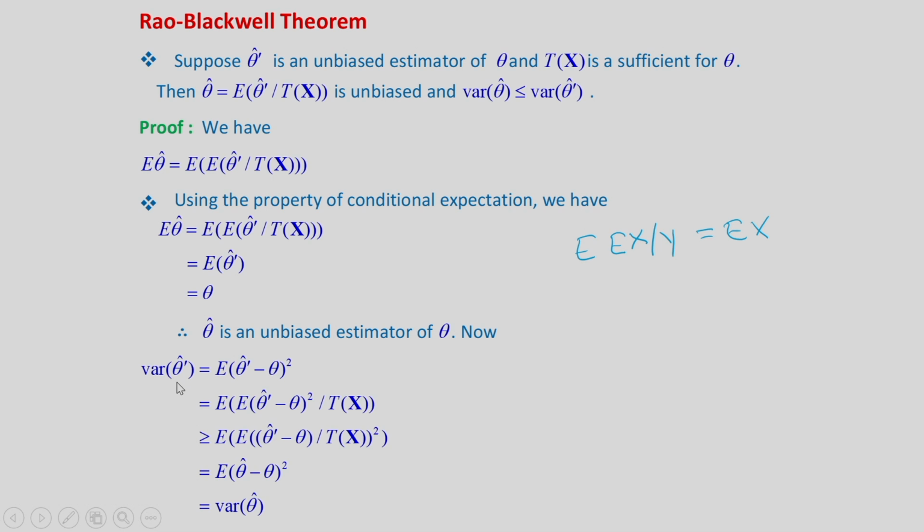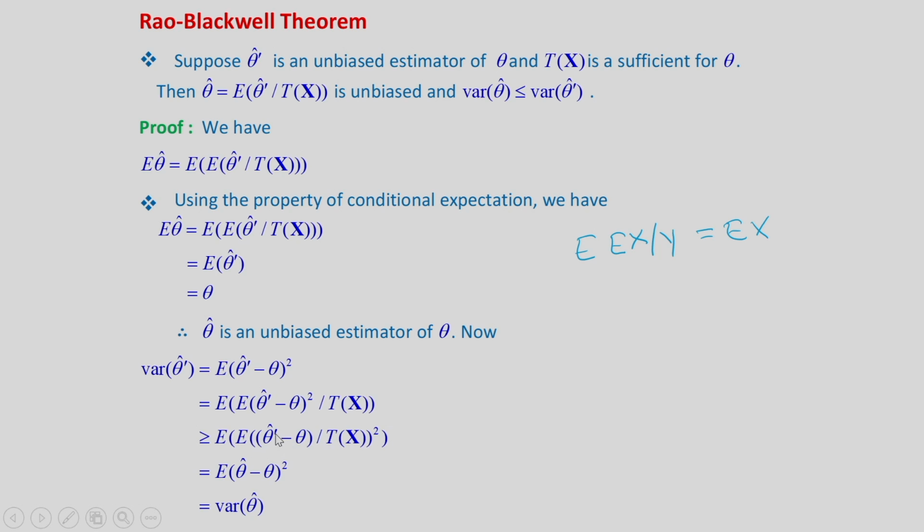Now, let us see the variance of theta hat dash. By definition, it is equal to E of theta hat dash minus theta whole square, because it is an unbiased estimator. Now, apply the conditional expectation property, that will be E of theta hat dash minus theta whole square given Tx. Now, this mean square value is greater than or equal to the square of the mean, so we can write it in terms of the square of the mean here.